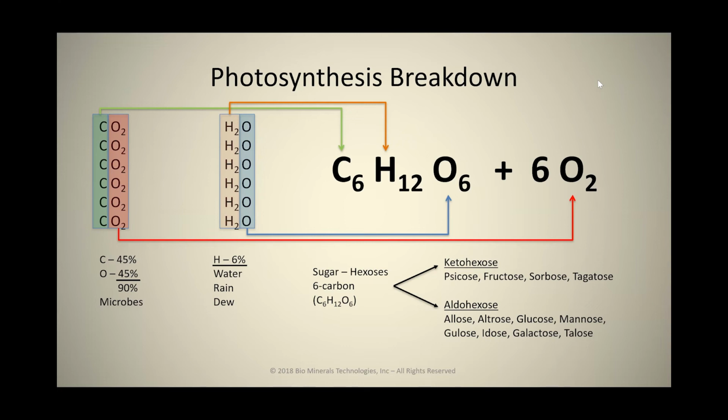We're going to create sugars of 6 carbon chain, and there are 2 groups of those, ketohexose and aldohexose. In the ketohexose group, you have fructose. In the aldohexose group, you have glucose. And glucose is the sugar that our cells, our mitochondria, burn as an energy source.